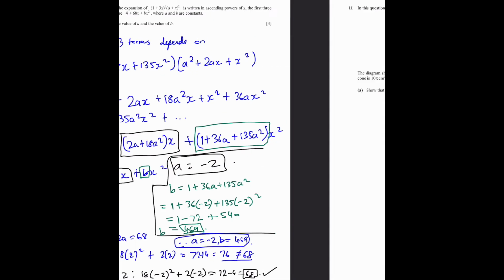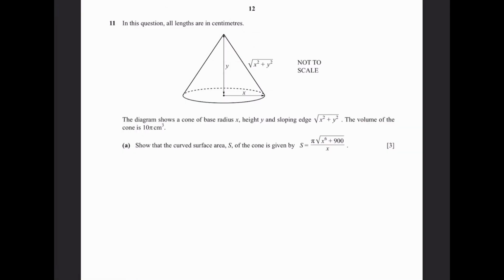Let's go to question 11. Question 11. In this question, all lengths are in centimeters. The diagram shows a cone of base radius x, height y, and sloping edge root of x^2 + y^2 due to Pythagoras' theorem. The volume is 10 pi cm^3. A. Show that the curved surface area S of the cone is given by S = pi root of (x^6 + 900)/x.